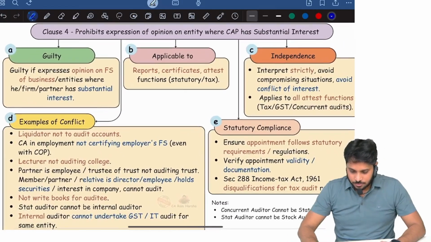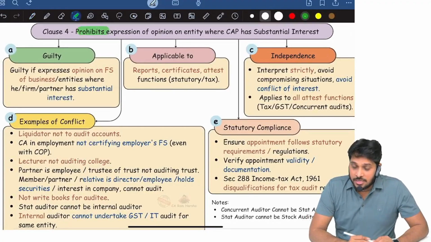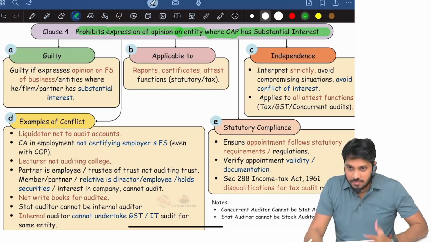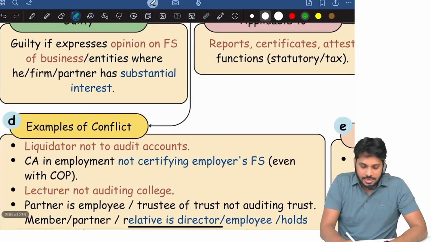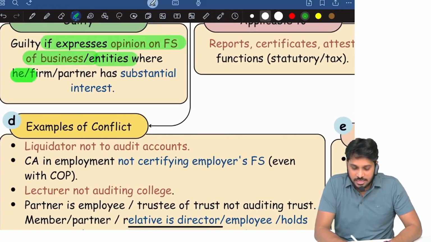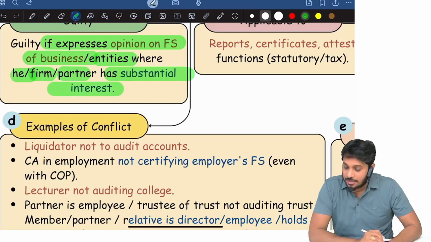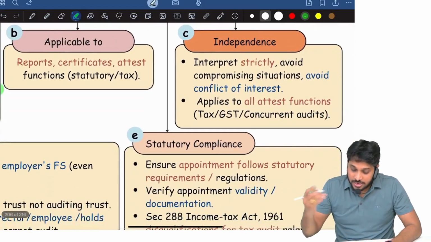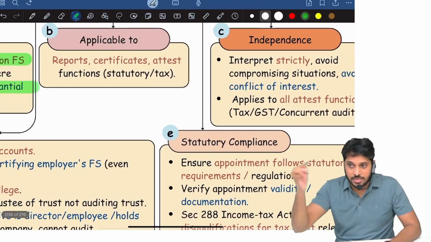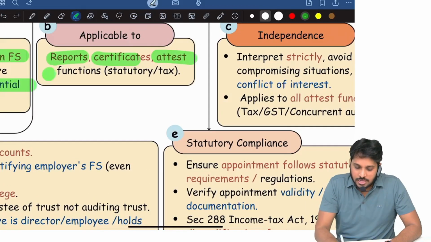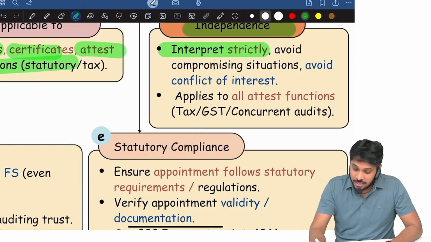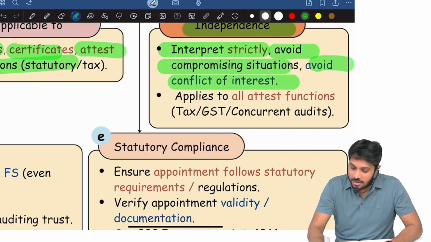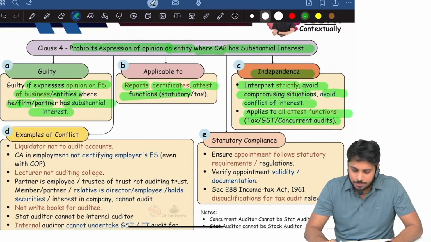Next, a CA is prohibited from expressing an opinion on an entity where the CA has a substantial interest. If the CA has a substantial interest in any entity, I should not be the auditor for that entity. Guilty if he expresses an opinion on the financial statements of business entities where he, his firm, or a partner has a substantial interest. Even if your relative has a substantial interest, there also you are prohibited. It is applicable to reports, certificates, attest functions, all that. Independence concept, you have to interpret strictly. Avoid any compromising situation. Avoid conflict of interest. For all attest functions, this rule is applicable.